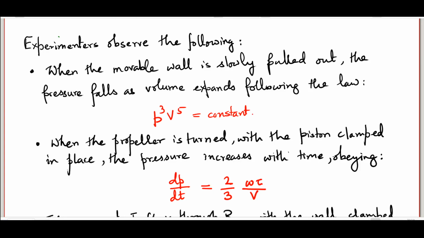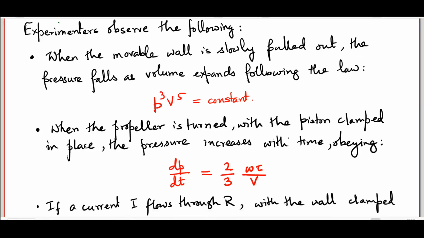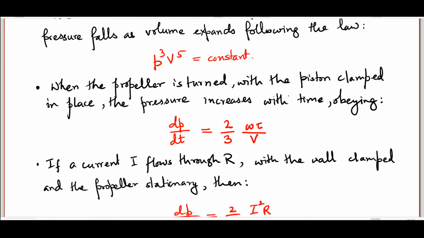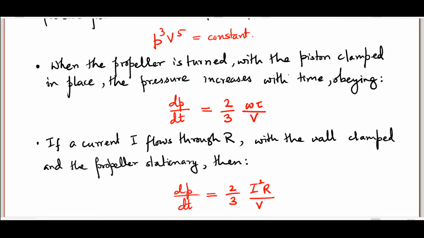And finally, when our third means of doing work is switched on, that is, the wall is clamped, the propeller is stationary, but a current I flows through the resistor R because the circuit has been closed, then our experimentalist friend finds that pressure increases with time once again, and the formula for that he finds is dP/dt = (2/3) I²R/V.